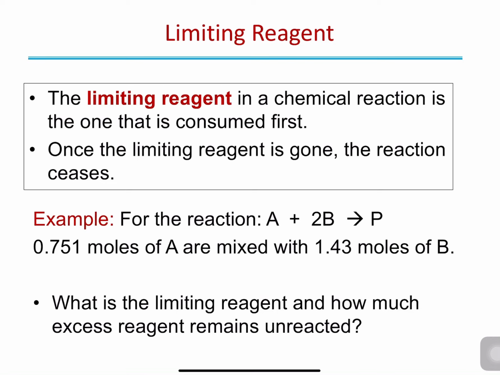We can see from the reagent that we need 1 mole of A to react with 2 moles of B. So if we are using 0.751, in order for A to be the limiting reagent, the number of moles of B has to be at least double the amount of A. But we know that B is only 1.43 moles, which is less than double the 0.751. That means that B here is the limiting reagent.